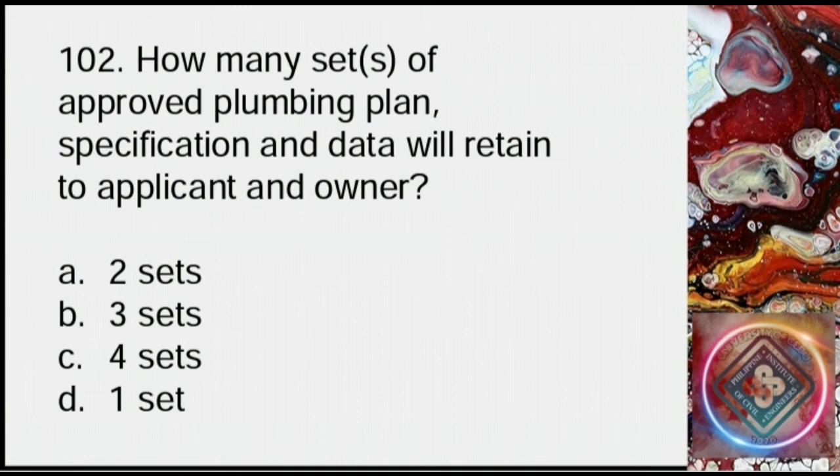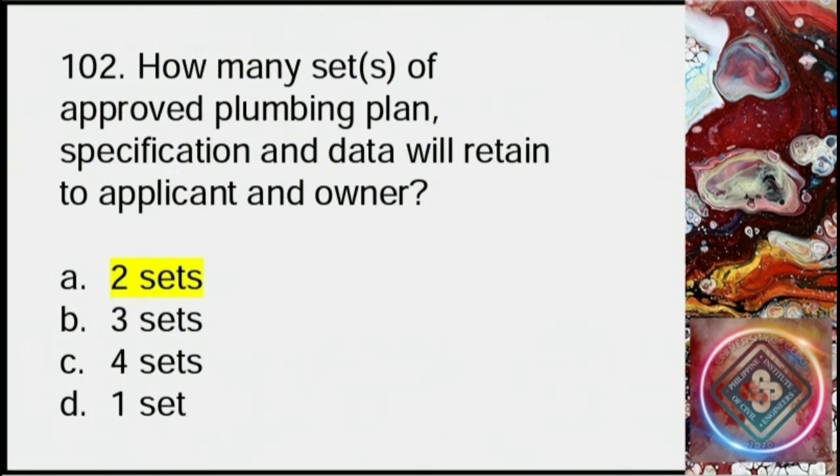102. How many sets of approved plumbing plan, specification and data will be retained by the applicant and owner? A. 2 sets, B. 3 sets, C. 4 sets, D. 1 set. A. 2 sets.